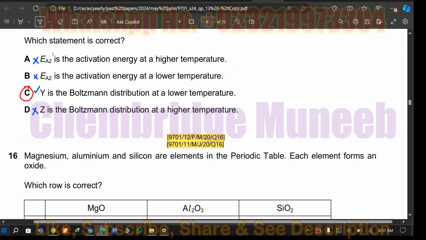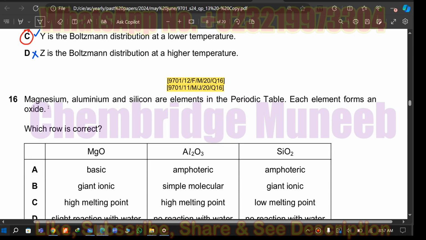Now next question, number 16. We have magnesium, aluminium, silicon. For this question I have put the highlight, and you can see that this question was repeated 2 times in the previous exam series. Both are from 2020.